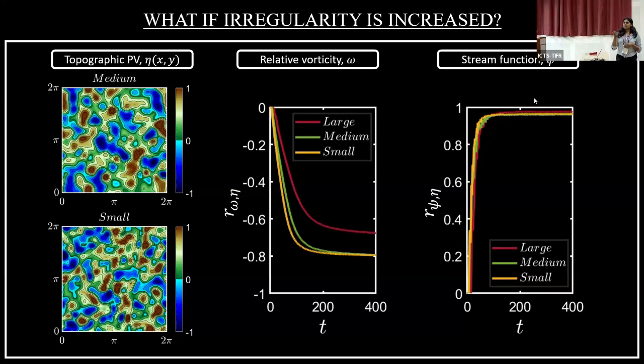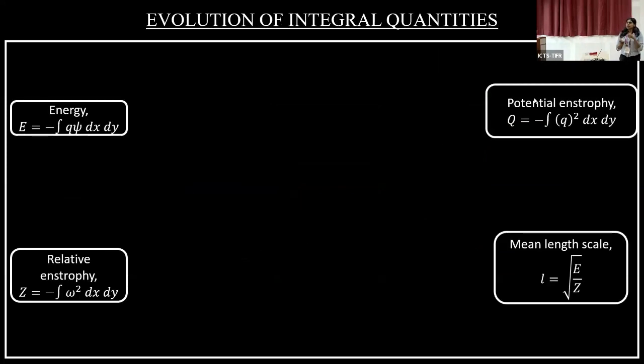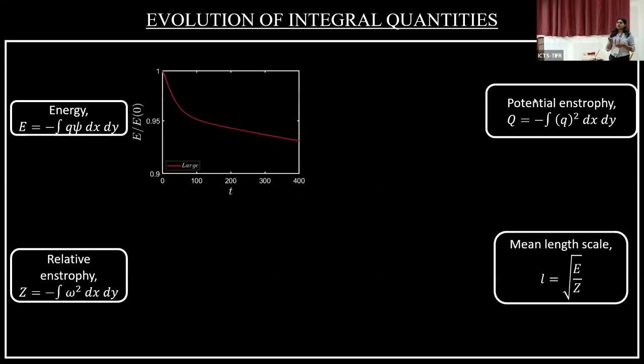And we can see that even if I change the randomness of the field, the correlation with the stream function is not changing that much. So if you look at the relative vorticity, it can better tell what difference irregularity can cause to the evolution of relative vorticity. To study this quantitatively, we looked at integral quantities like energy.